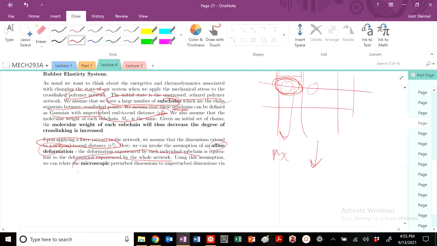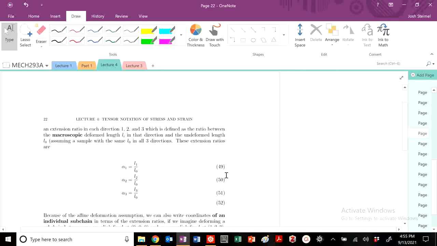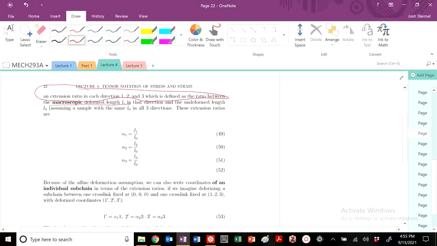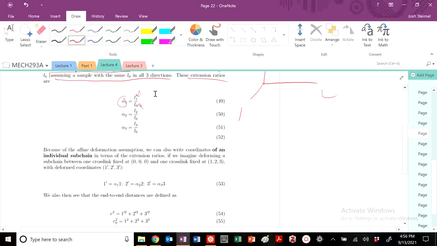So we could relate, again, microscopic perturbations of dimensions to unperturbed dimensions. We could essentially look at the extension ratio in each direction. So I could look at these extension ratios in our coordinate system, 1, 2, 3. My extension ratio is just the length, once I pull it, over its initial length. And again, initially they all have the same L naught in all three directions, assuming your sample does. So we can then use these extension ratios and start to write the coordinates of an individual subchain. Again, affine deformation assumption.